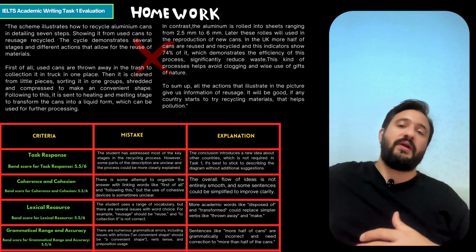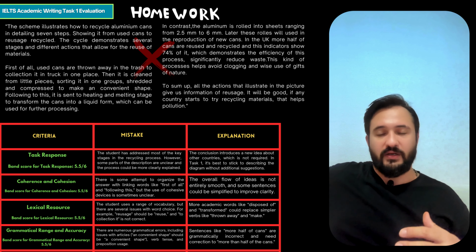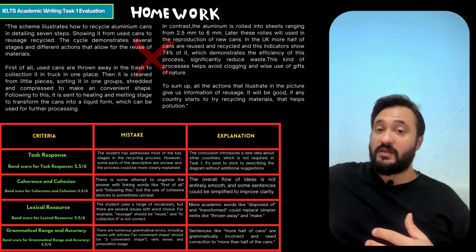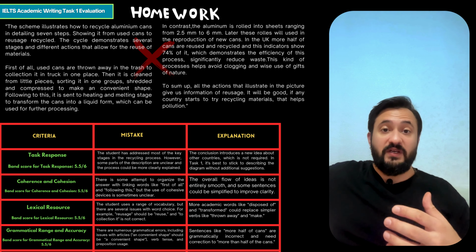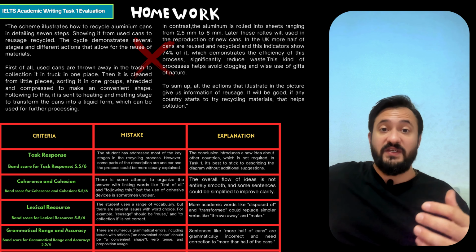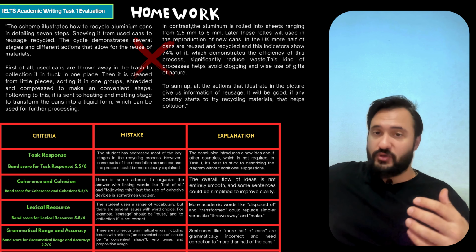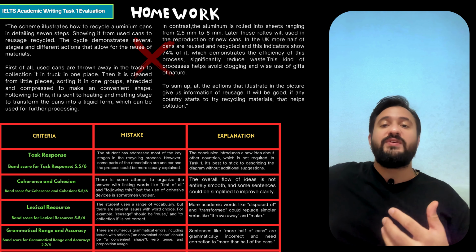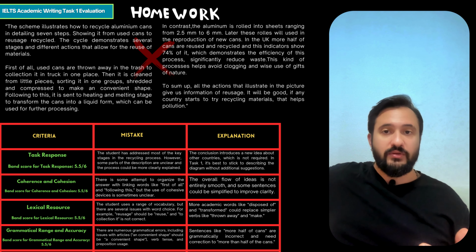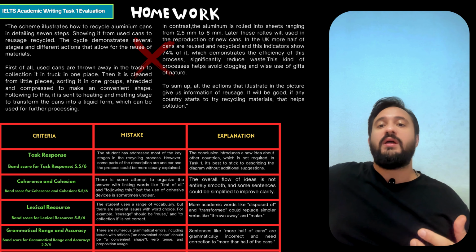So grammatical range and accuracy. Another criteria. There are numerous grammatical errors, including issues with articles and convenient shape, for example, or should be a convenient shape, verb tense and preposition usage. So tenses like more half of cans are grammatically incorrect, okay, and need correction to more than half of the cans.